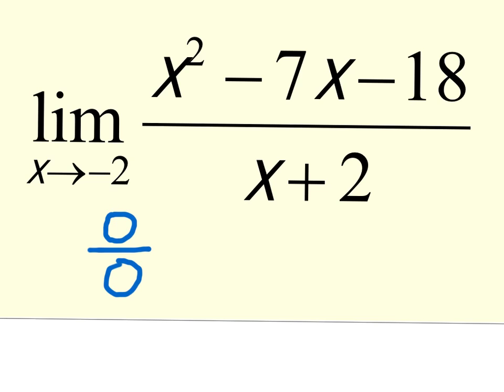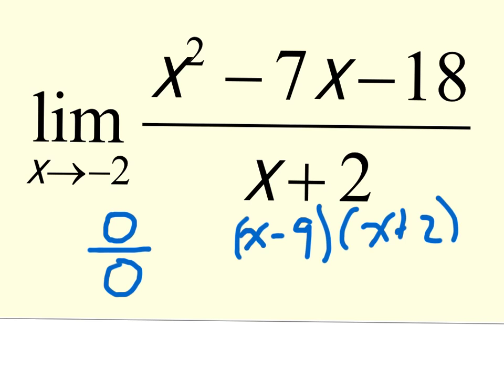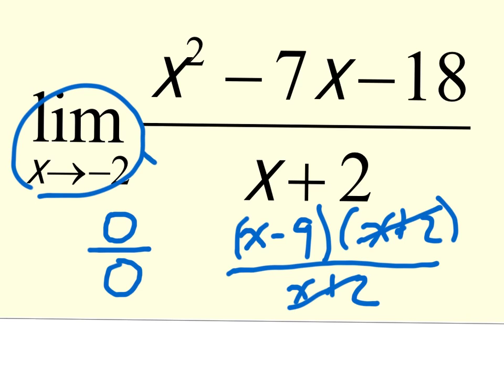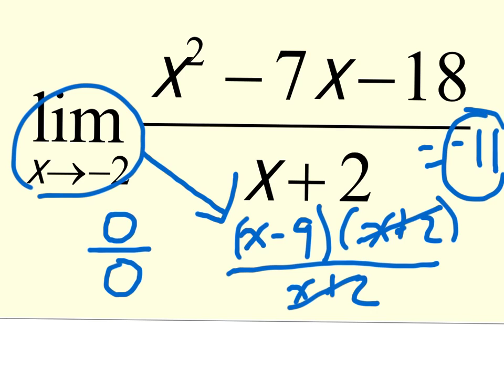That means I have to try to solve it another way. It doesn't mean that there's not an answer, just that I've got to solve it a different way. So I'm going to try this by factoring. If I notice, the top factors to x minus 9 times x plus 2, because -9 times positive 2 gives me -18, and -9 plus positive 2 equals -7, over x plus 2. You can see the x plus 2's cancel, and now I can take the limit as x approaches -2 of that answer and find that the limit has to be -11, that is -2 minus 9.